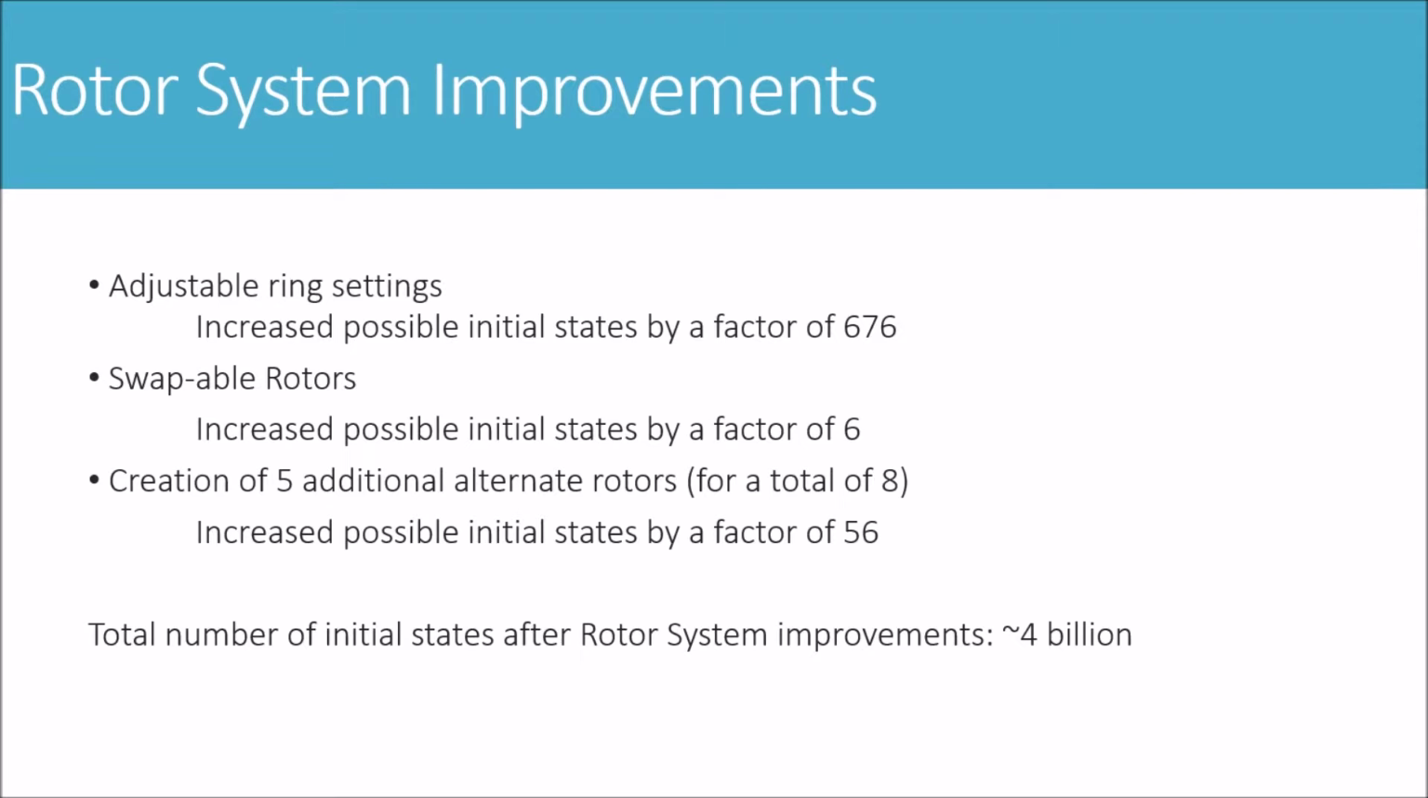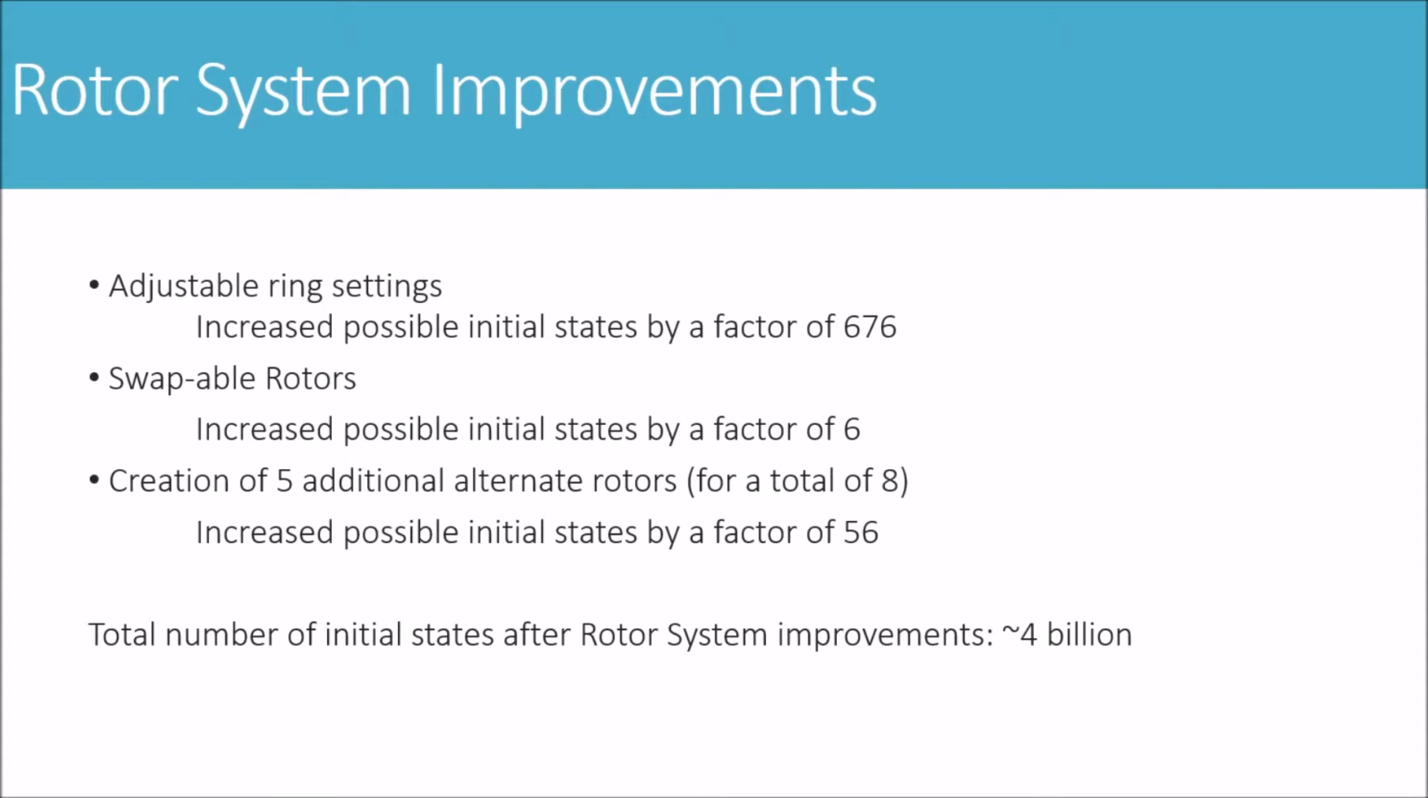Another very large improvement that they made: they created 5 alternate rotors. So now instead of having 3 rotors that would go into 3 positions, you now had a total of 8 rotors that could go into 3 different positions, which multiplied the number of initial positions by an additional factor of 56. After all of these improvements had been made, the key space had gotten up to about 4 billion, which is roughly equivalent to a 32-bit key by modern standards, which is pretty outstanding.